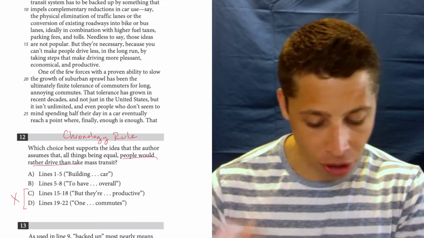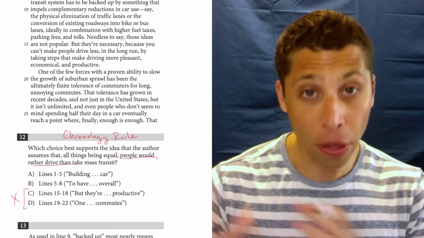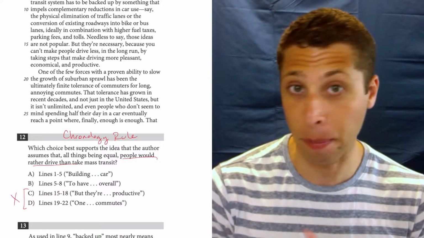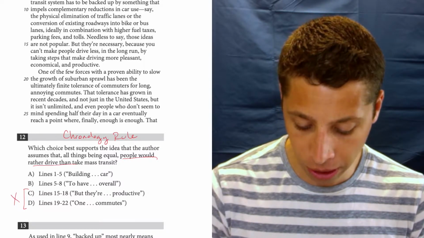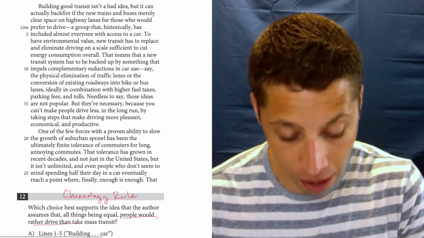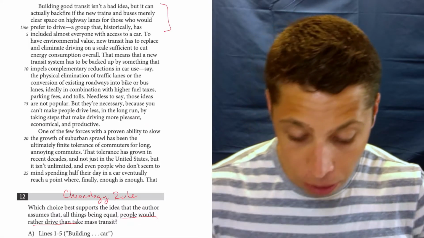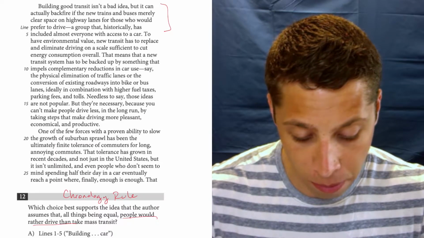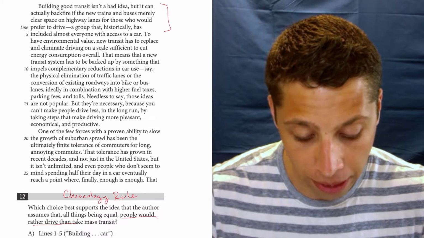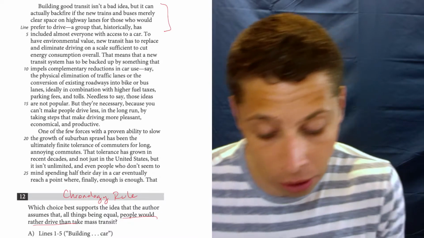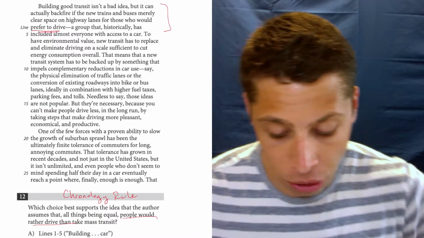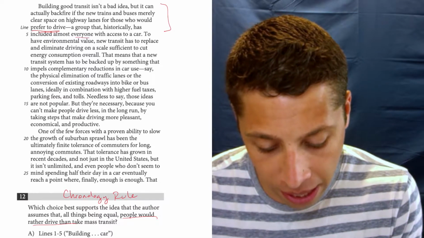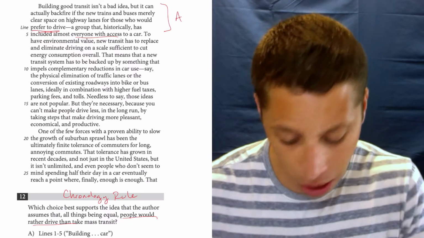We want to match the idea that the author assumes that, all things being equal, people would rather drive than take mass transit. So let's look at line reference A, 1 through 5. Here we go. "Building good transit isn't a bad idea, but it can actually backfire if the new trains and buses merely clear space on highway lanes for those who would prefer to drive, a group that historically has included almost everyone with a car." So he's saying everyone with a car prefers to drive.